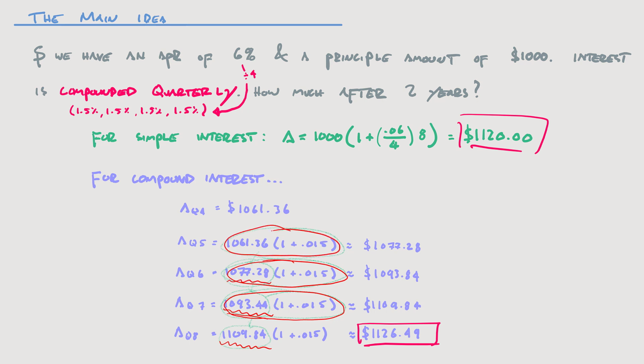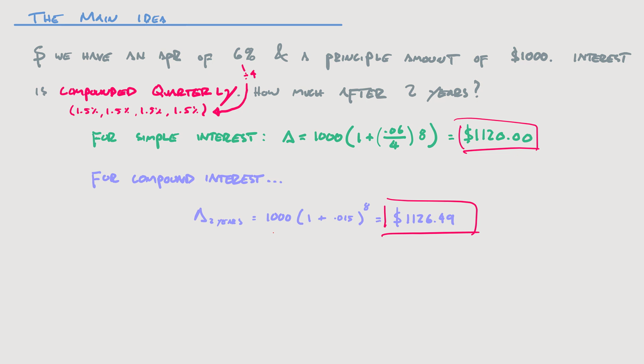And we'd have to go back all the way to quarter one to see that this 1.015 shows up 8 different times. And that's what's being multiplied by your principal, right? Principal was 1,000 originally. And this times 1 plus 0.015 thing would be repeated 8 different times. There'd be 8 instances of this thing right here. And so you can consolidate it like this: 1,000 times 1 plus 0.015 raised to the 8th power.